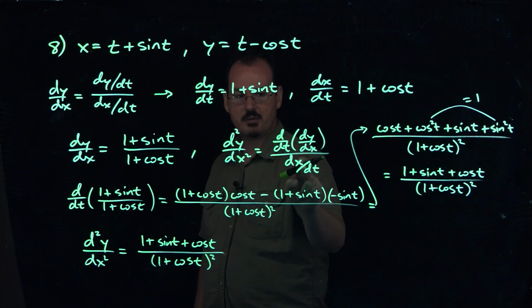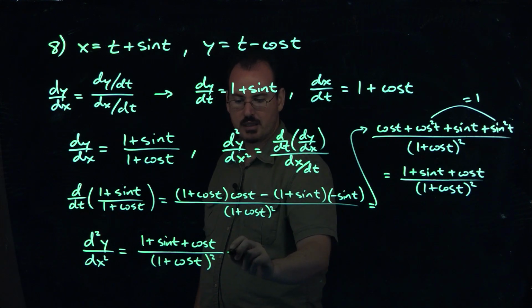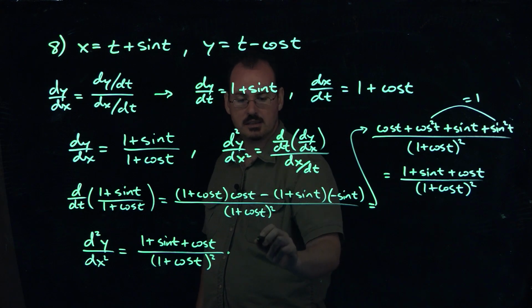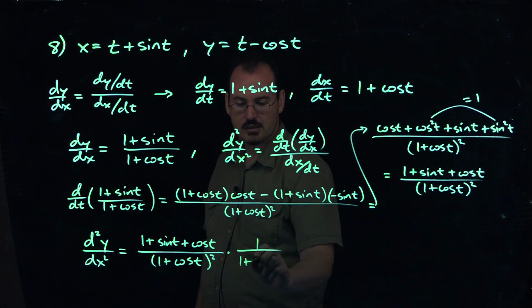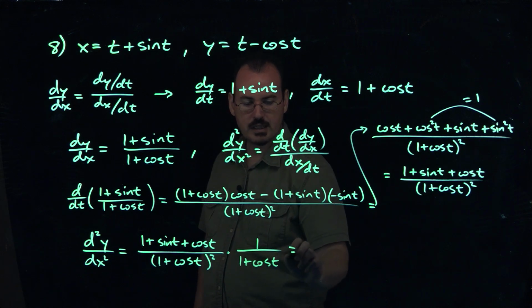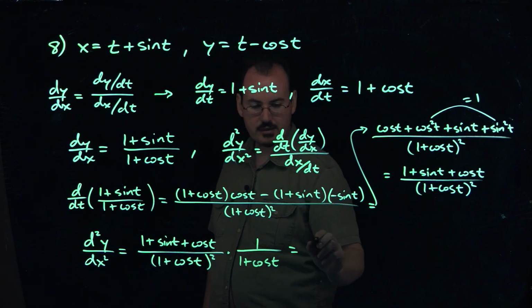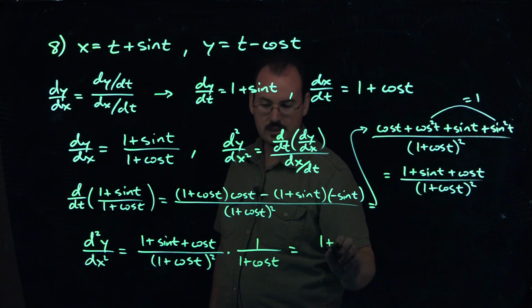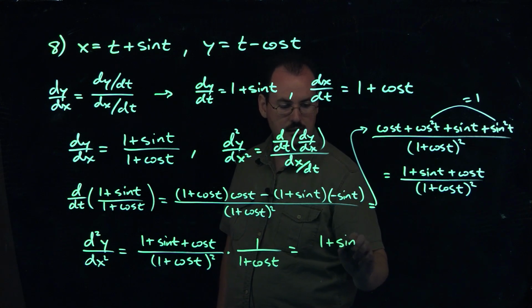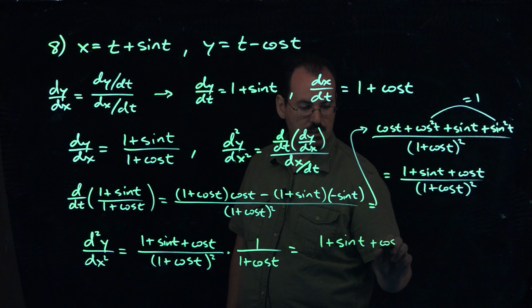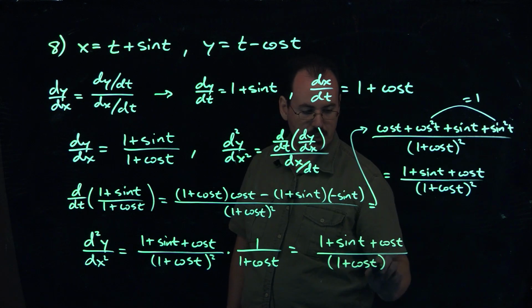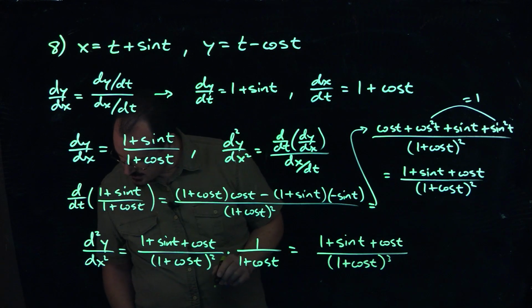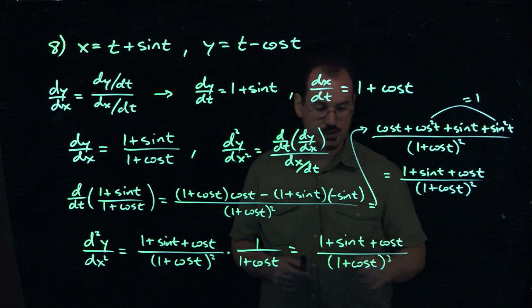Now we still have to divide that by dx/dt, but I'm going to multiply instead by the reciprocal of dx/dt, which is 1 over dx/dt, that is, 1 plus cosine t. Now notice that that's the same as what we have in the denominator there, so if we put all this together, we get 1 plus sine t plus cosine t divided by (1 plus cosine t) to the third power. I believe that is the answer that we got. Yep, that's the answer we got on the worksheet. So we're done.